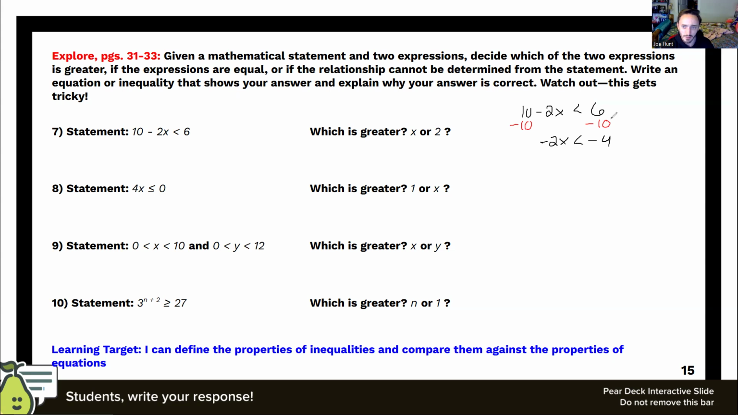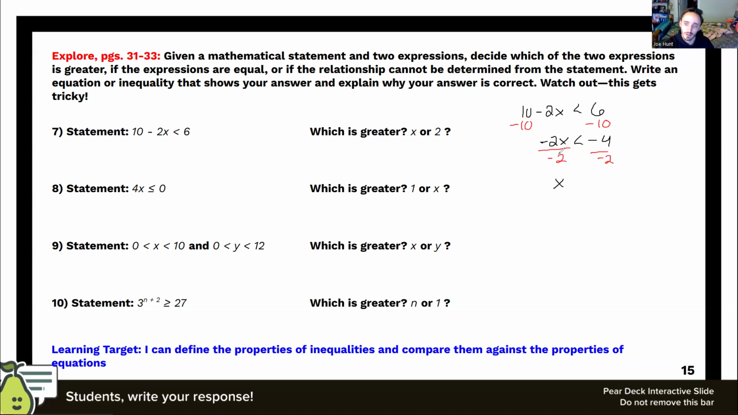Now, to undo the negative 2 times the x, I'm going to divide both sides by negative 2, and here's where I've got to be careful, right? If I divide or multiply by a positive number, there's no problem. But if I multiply or divide by a negative, I've got to be really careful here, and I've got to switch the inequality because the opposite is going to be true.